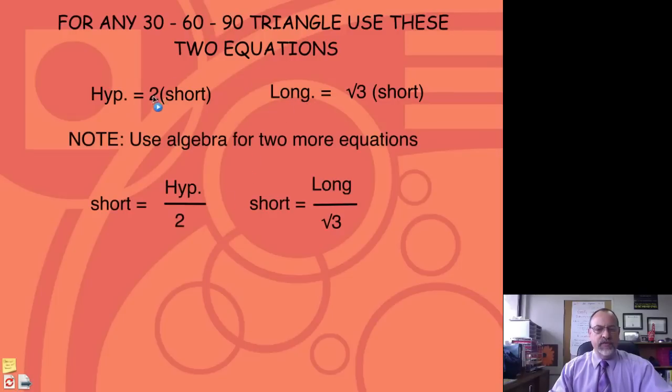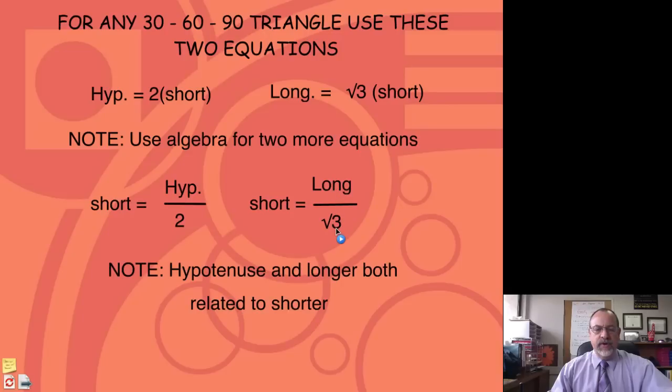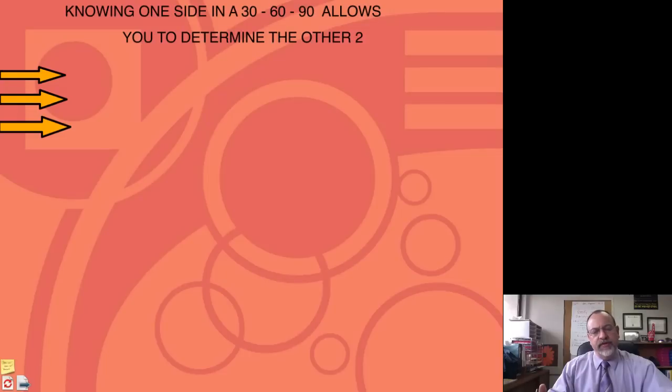If I solve this for the shorter leg, that would be equal to the hypotenuse divided by 2. Or if I know the longer leg, the shorter leg is the longer leg divided by square root of 3. Okay, the hypotenuse and the longer leg are both related to the shorter leg but are not related to each other. Alright, so knowing those two relationships, we can then determine the length of any leg given a single leg. And there's 3 steps that you want to go through.